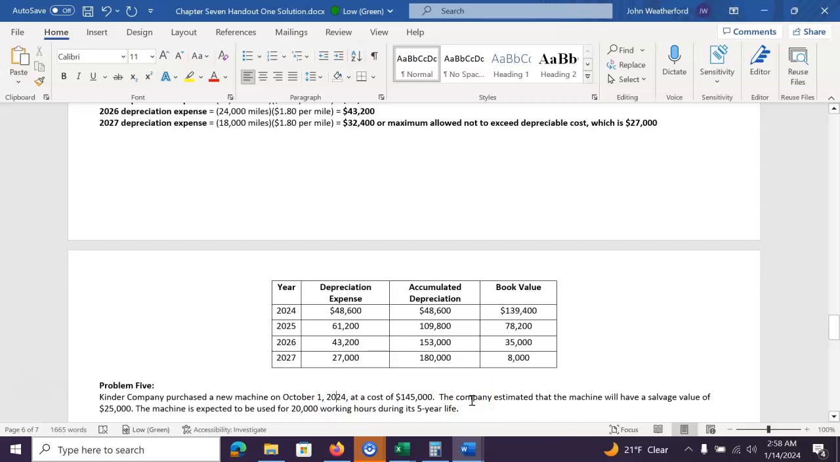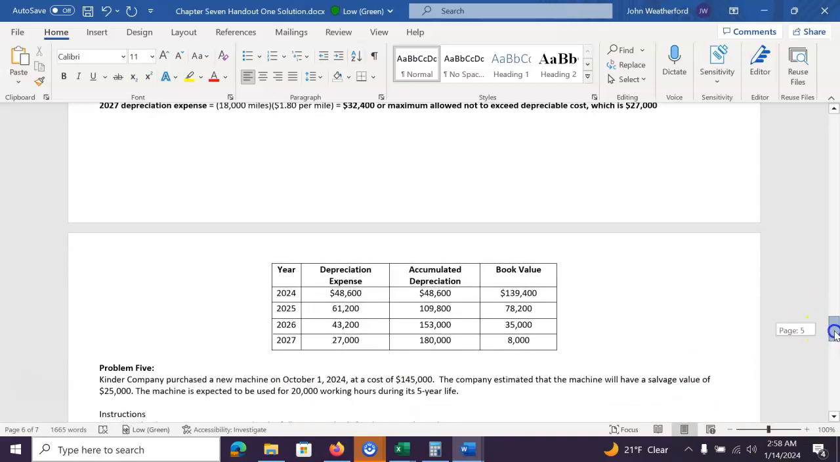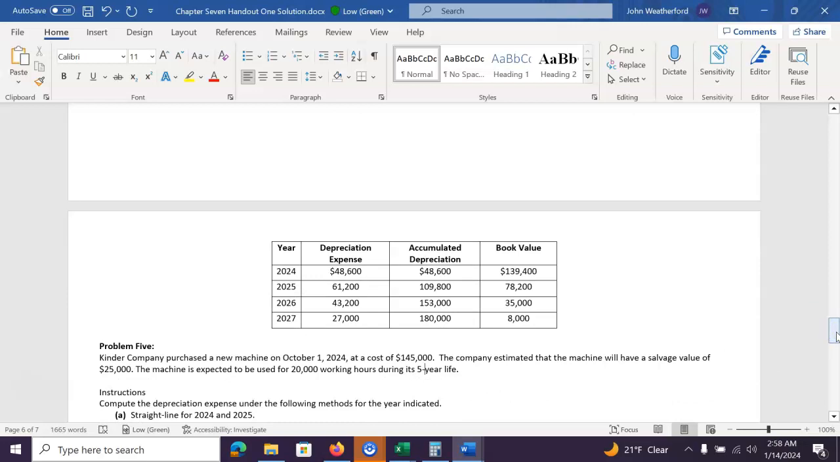Okay, the cost of the new machine is $145,000. The salvage value is $25,000. And then they say the machine is expected to be used for 20,000 working hours in its 5-year life. So they give us the useful life here 2 ways, in working hours and in years. So let's take a look here. First, we want straight line for 24 and 25.